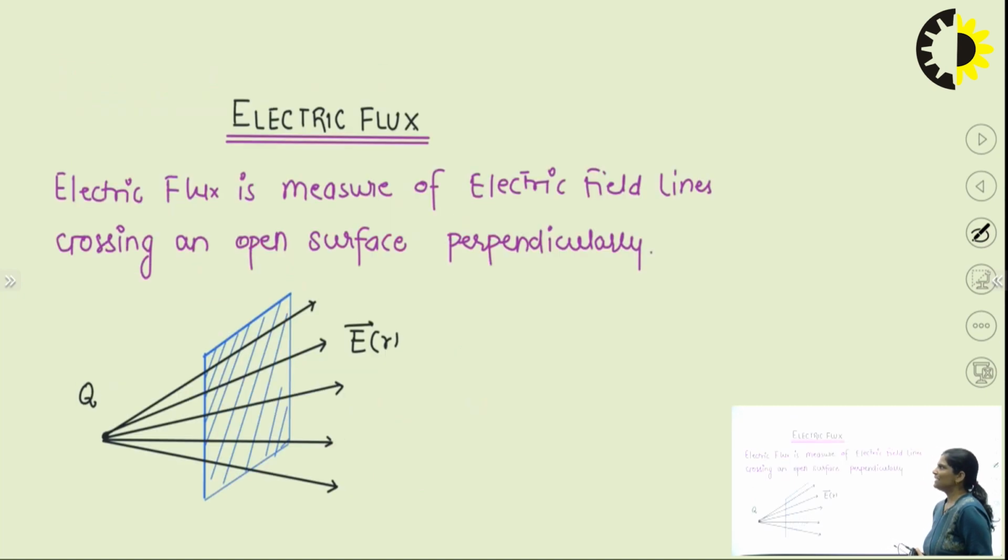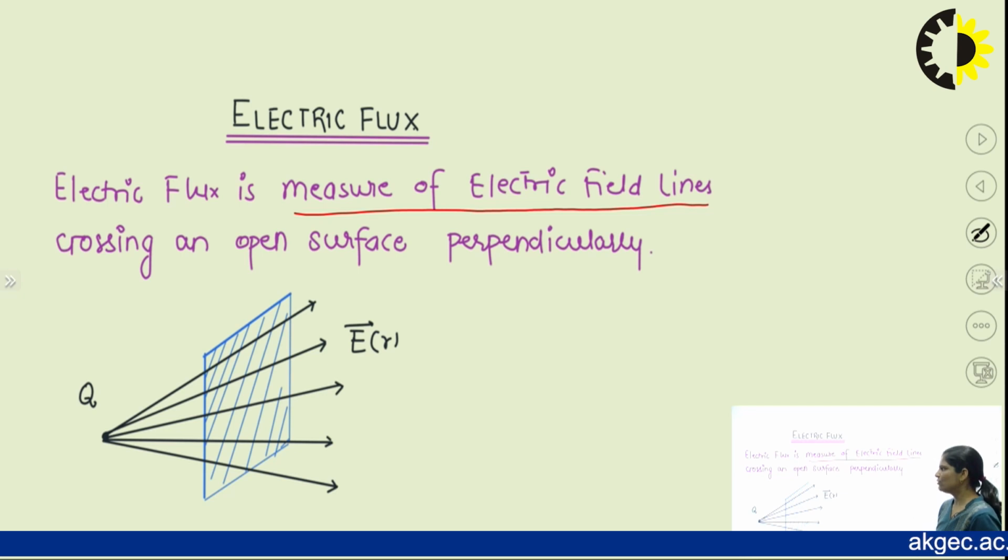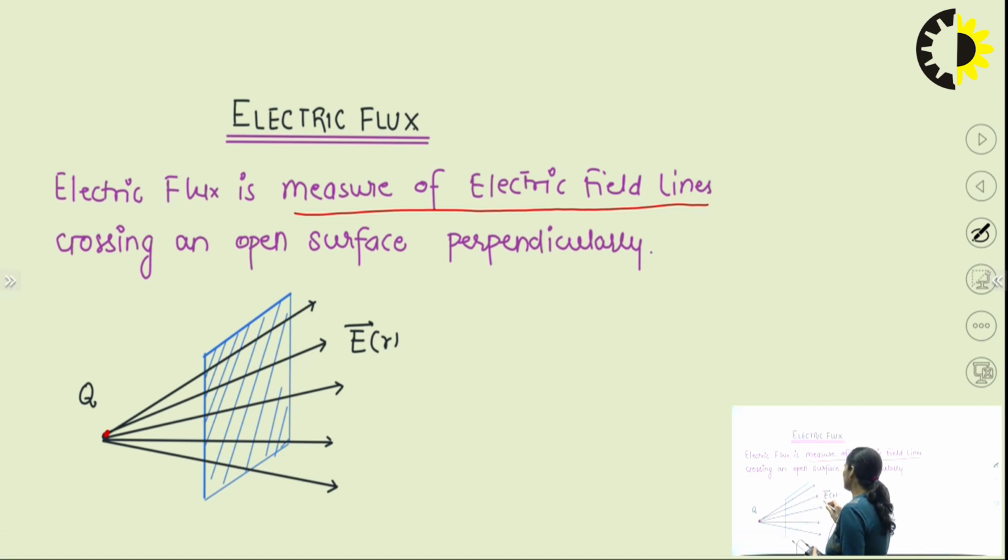Now what do we mean by electric flux? Electric flux is a measure of electric field lines crossing an open surface perpendicularly. Let there be a charge Q and these are its electric field lines, and this is the open surface. These electric field lines are perpendicular to this surface. The electric field is represented by the E vector in terms of R.